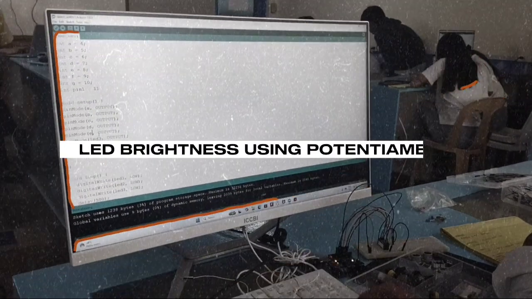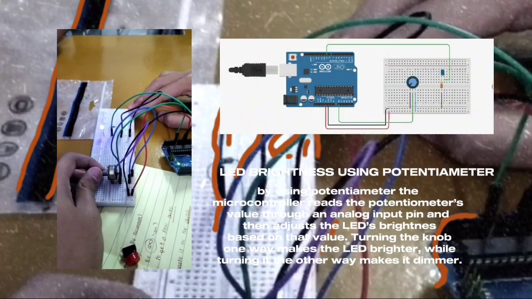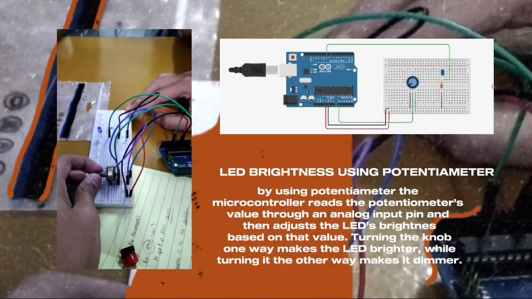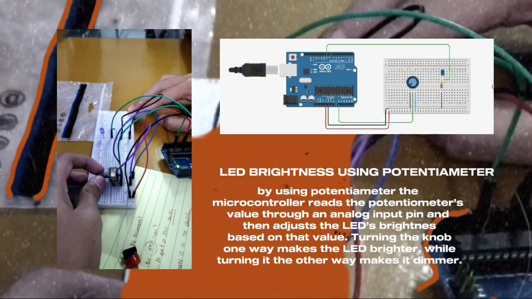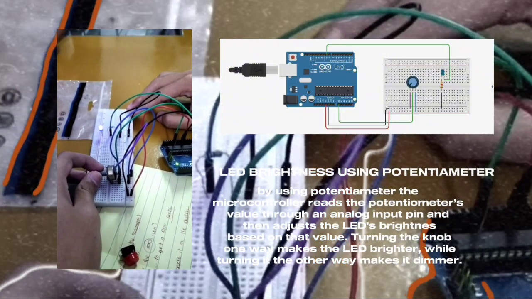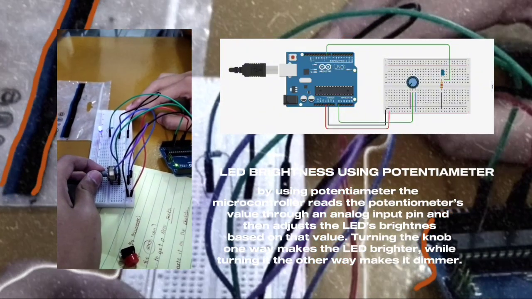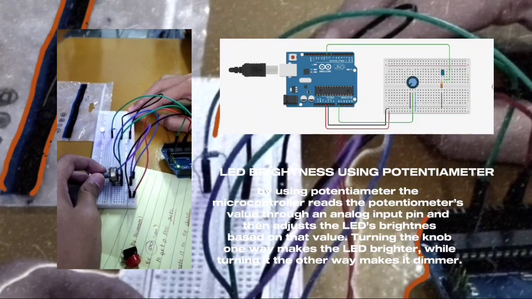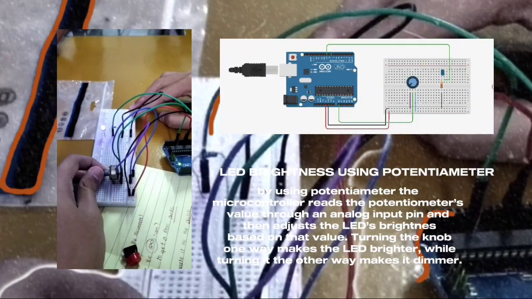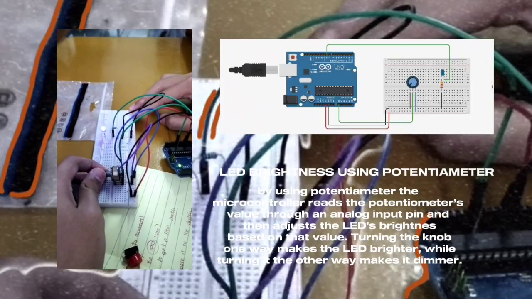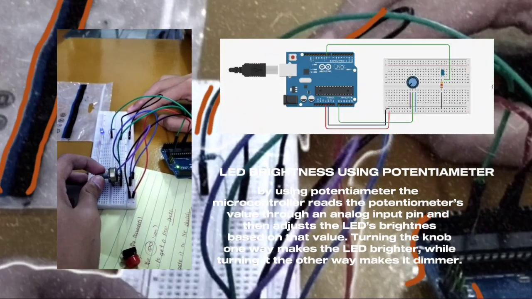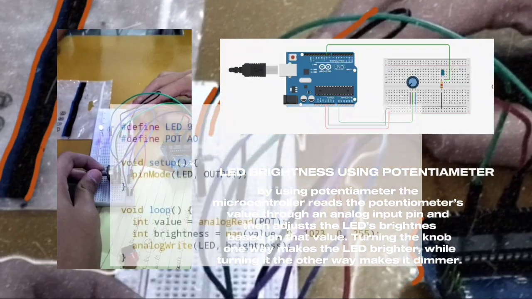Last, and the fifth activity, is the LED brightness using a potentiometer. By using a potentiometer, the microcontroller reads the potentiometer's value through an analog input pin and then adjusts the LED's brightness based on the value. Turning the knob one way makes the LED brighter, while turning it the other way makes it dimmer.